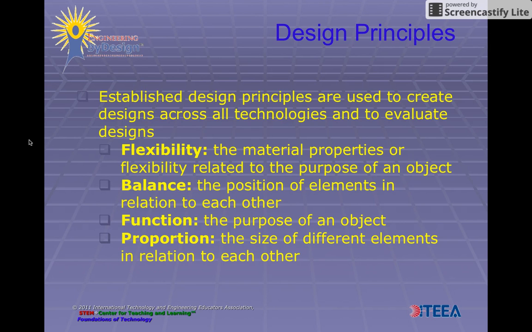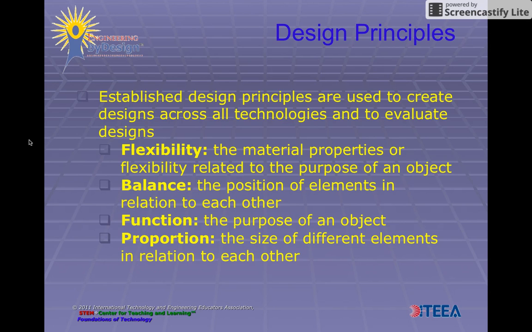Balance is the position of elements in relation to each other. So looking at a glue gun, why did they put the trigger down on the bottom? Why isn't it on the top? We just think it's natural because we pick it up and we use it, but somebody had to design it at some point. If it was on the top, all of a sudden it becomes a 2-handed product. But by putting the trigger where it is, we can just use it with ease in one hand. The function, obviously, we're talking about the purpose of the object.